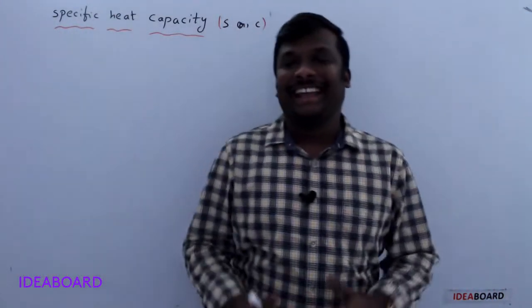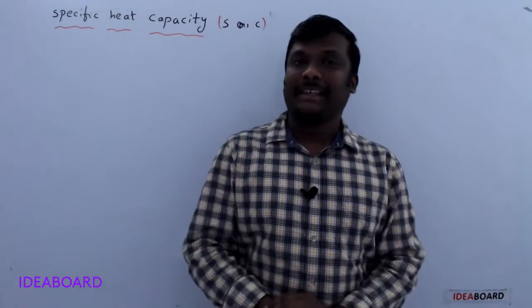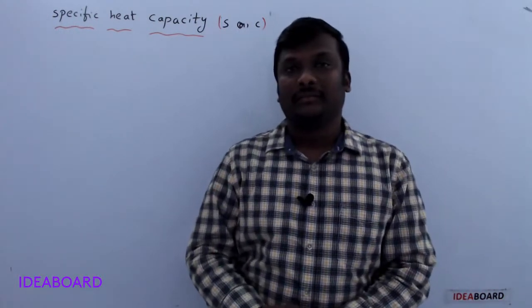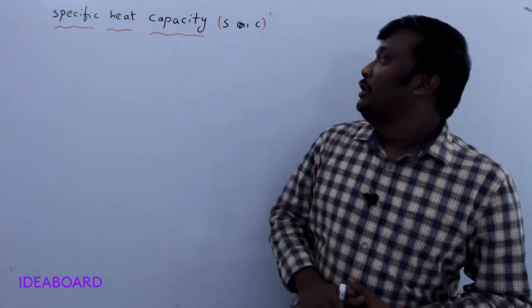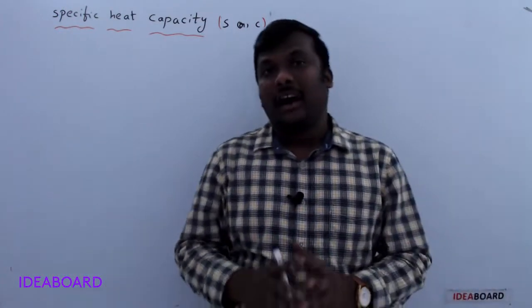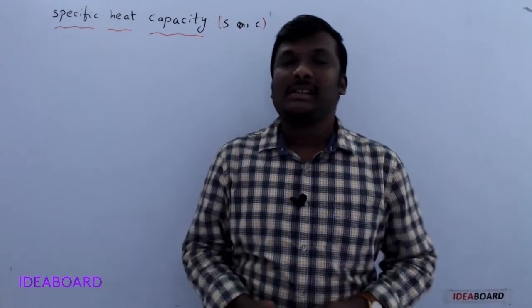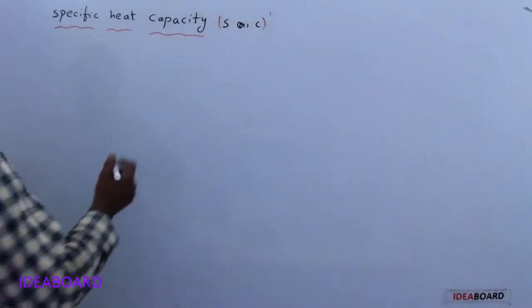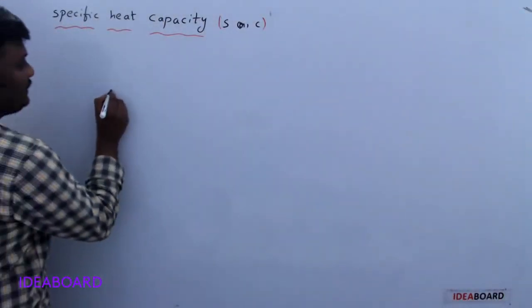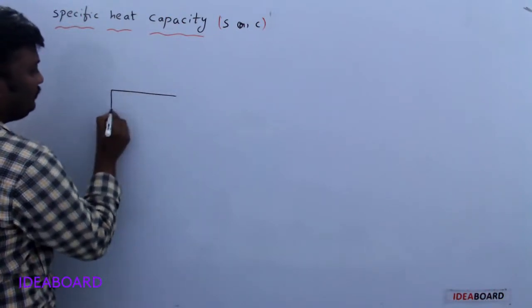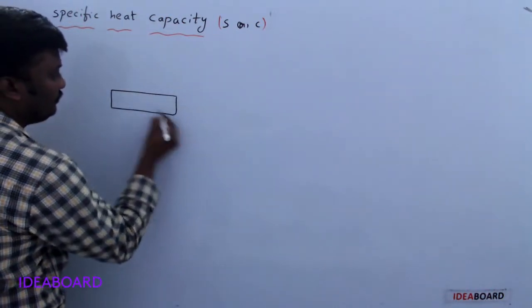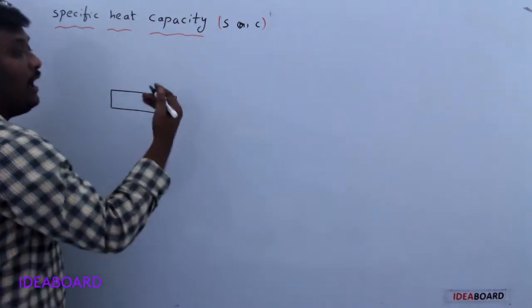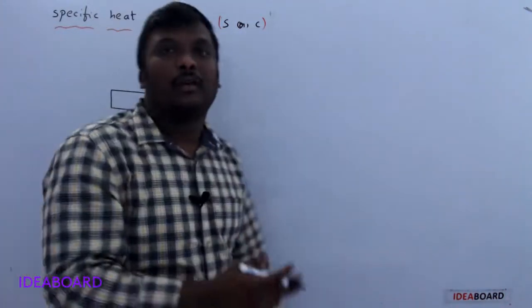Hi students, in today's section we are discussing specific heat capacity. It is denoted by S or C. What is specific heat capacity? For that, let us take some substance, maybe copper or iron, water, whatever it may be.